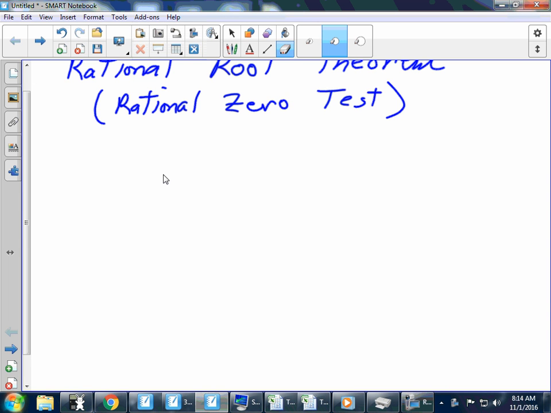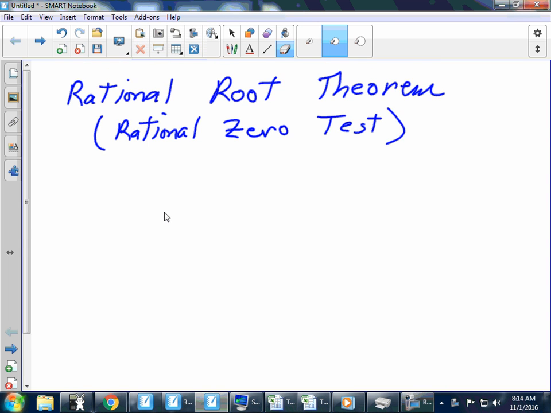Good morning, everyone. Today we're going to talk about the rational root theorem. And our author in, what section is that? 4.4. In section 4.4 calls this the rational zero test. Rational root theorem is much more common, so just be advised it might go both directions.